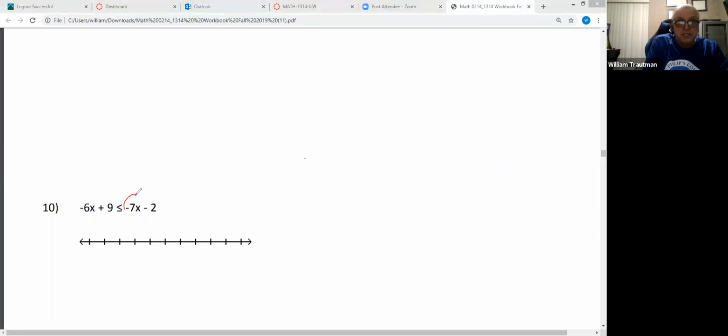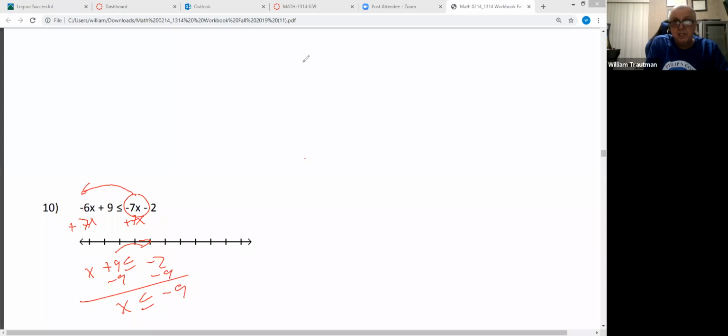Okay, let's take this 7x to the other side. That'll keep us positive. It's a minus 7x, so I'm going to add 7x. 6x plus 7x is positive 1x. The arrow stays in the same direction. Now I just take the 9 to the other side. Minus 9, minus 9. And x is less than or equal to negative 9. That's it. We just have to draw that picture.